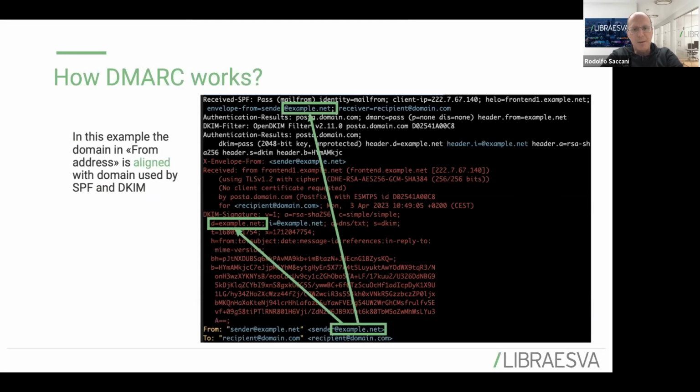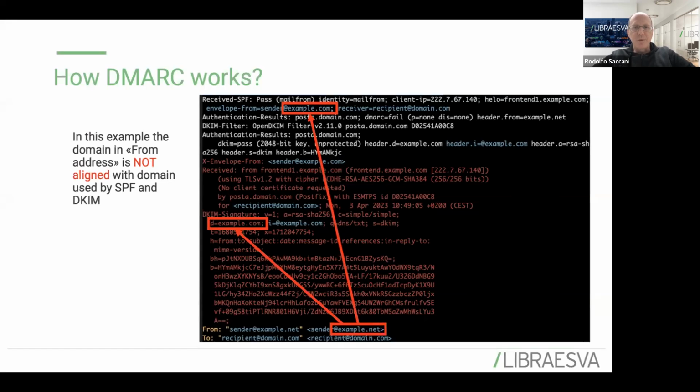More technical example, here we have the same information in the headers of the email. So you can see now we have an SPF pass at the first line on the domain example.net, which is the same domain as the header from. So we have an alignment with the valid SPF validation. And there is also the DKIM signature on the same domain. So there is a full alignment here in this example. So this email passes DMARC validation.